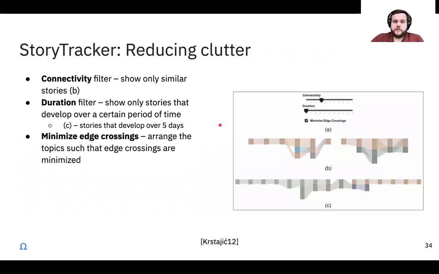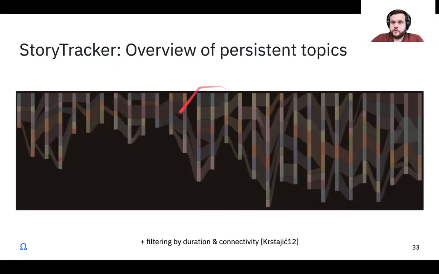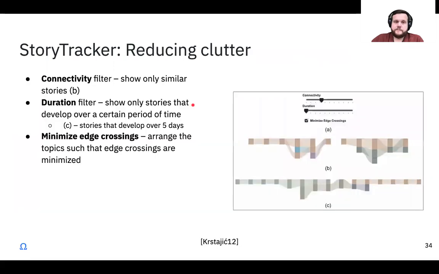To reduce the clutter, because if we did this for all the news from all around the world, it would be a crazy cluttered visualization, we have two filters. One is connectivity, the other is duration. The connectivity filter means that only similar stories are going to be shown, which requires semantic analysis of the text, or semantic representation of the text rather. And then we also have the duration filter, so we only show stories that develop over a certain period of time.